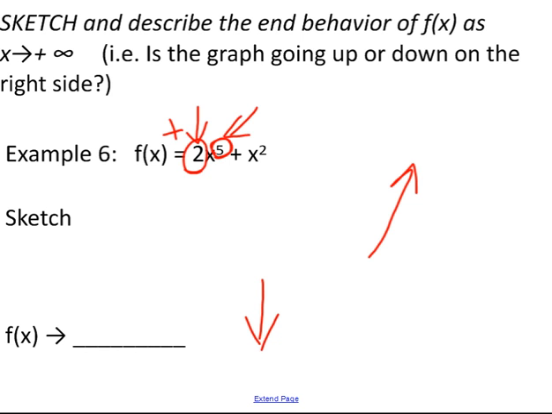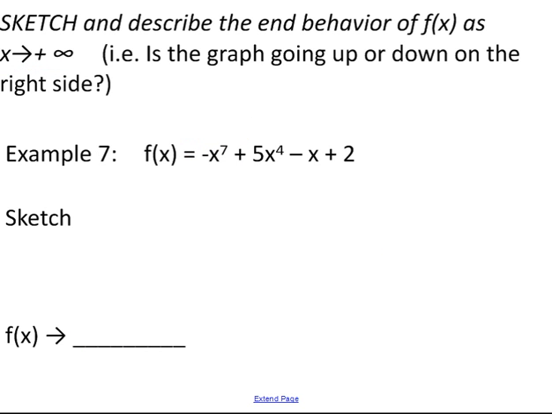This is a 5, so it's going to have 4 turning points. So 1, 2, 3, 4 turning points. X approaches positive infinity. That's the right side of the graph. On the right side, my y value is going up to positive infinity. I want you to do example 7 on your own, as well as example 8.